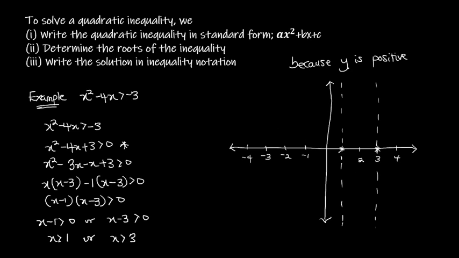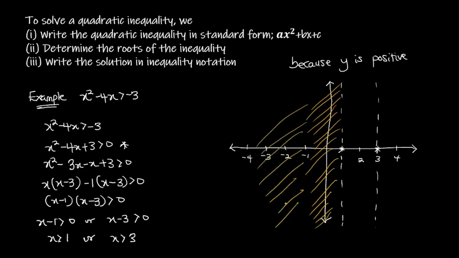Now if y were to be negative, that is less than 0, then we'll be looking at in between 1 and 3, so we'll be shading the inside. So for this particular graph, let me use another color. Our graph will be shading the outside over here, so it means our answer lies at this side of the graph and then also at this side of this graph.